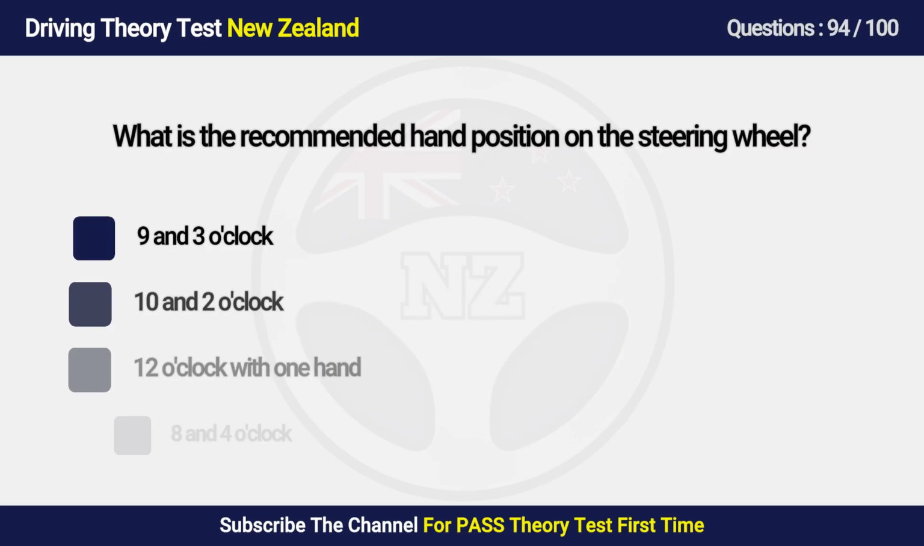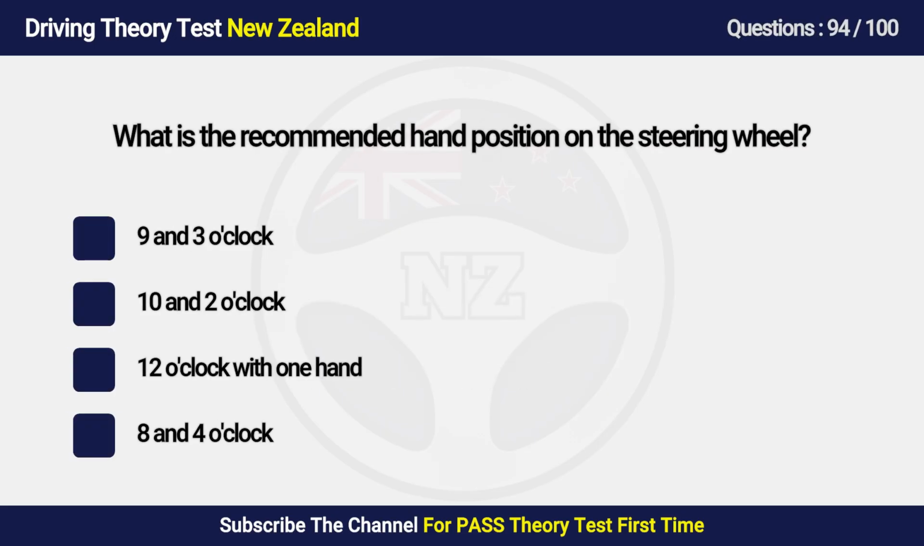Question 94. What is the recommended hand position on the steering wheel? A. 9 and 3 o'clock. B. 10 and 2 o'clock. C. 12 o'clock with one hand. D. 8 and 4 o'clock.